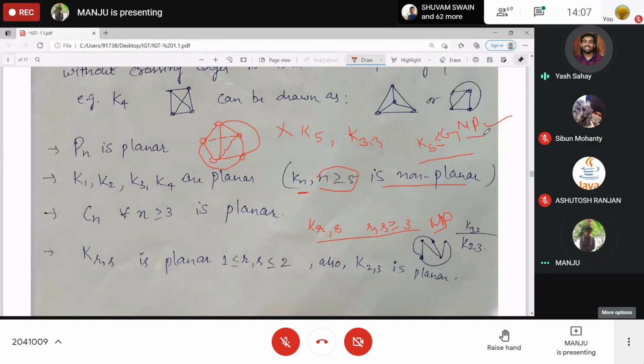Ma'am, yes, because that K5 part will not be planar. Yes. K5 part, the smaller part, if we are not able to draw it, then how will we draw this one in a plane, right? So for any graph, if H is a subgraph of G and we are sure H is non-planar, then you can say G is also non-planar. Understood?